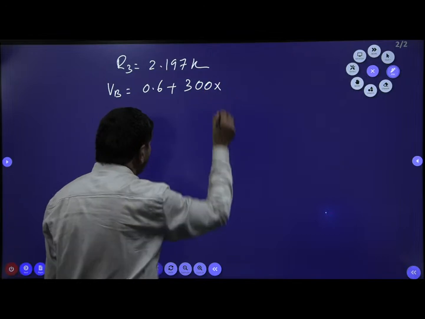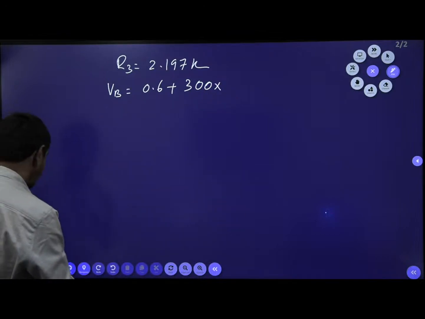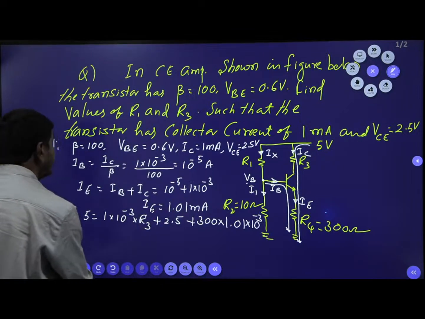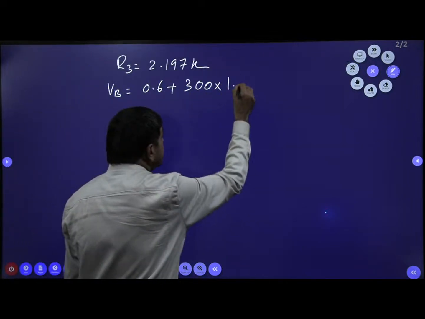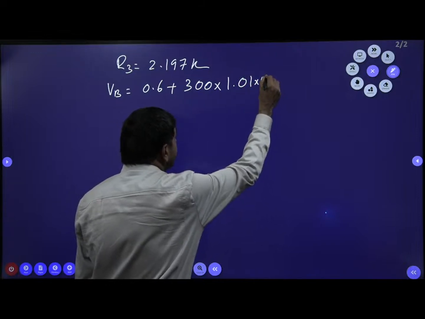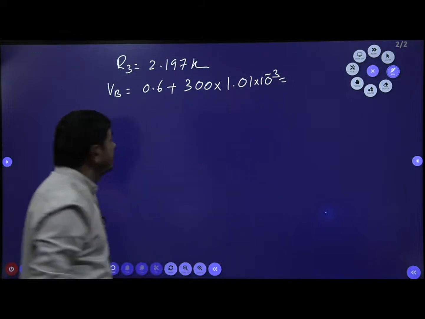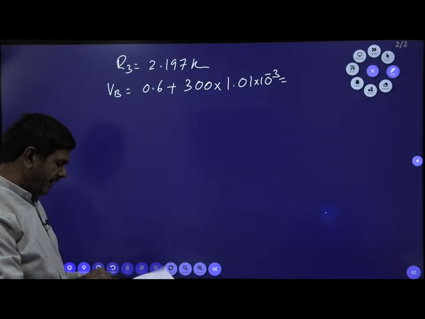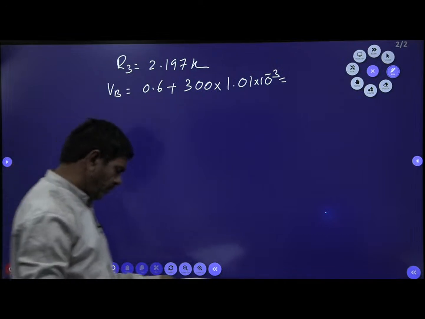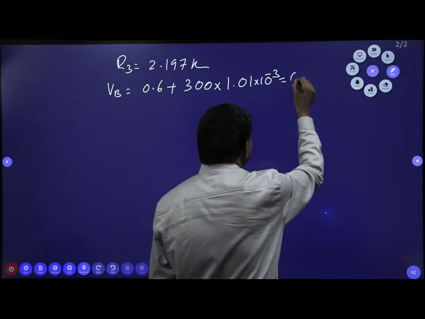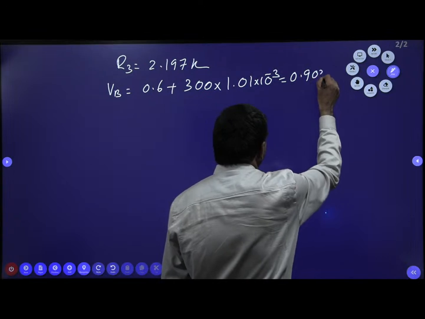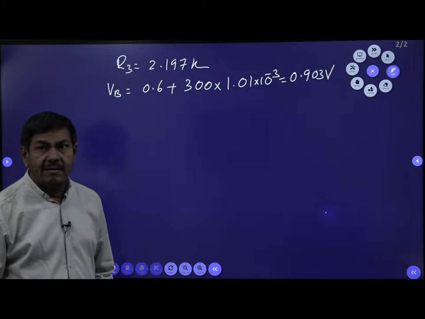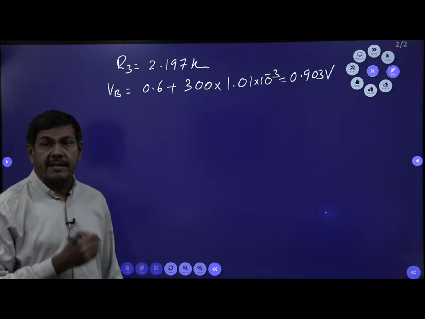Please note down here: the IE we got is 1.01 milliamperes. Then I can find the value of VB. That VB value will be 0.903 volts mostly. Why is this VB required here now?